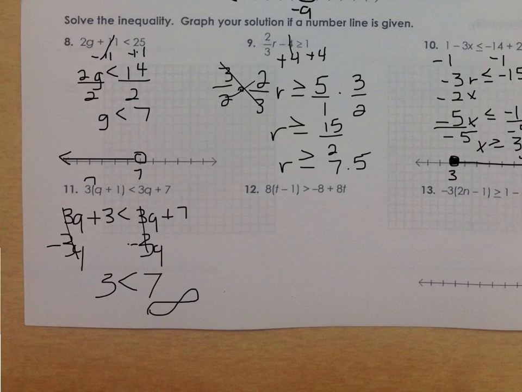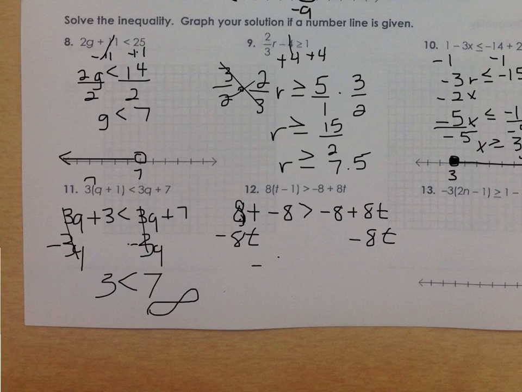Number 12, I would start again by doing the distributive property. That's going to give me 8t minus 8 is greater than negative 8 plus 8t. So I'm going to start by minusing 8t from both sides. I get negative 8 is greater than negative 8, which doesn't make any sense at all. So this one is no solution.